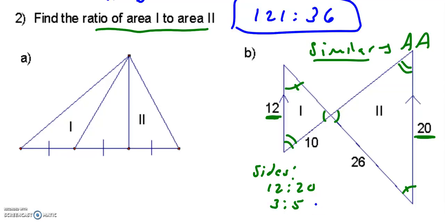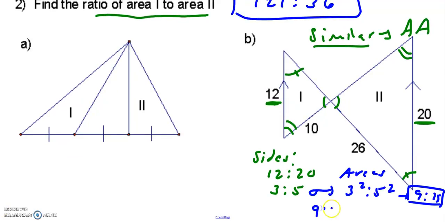So if that's the ratio of my sides, the ratio of my areas would be 3 squared is to 5 squared, or 9 is to 25. Let me write that a little bit more nicely. Sorry about that. 9 is to 25 would be my answer for part B.